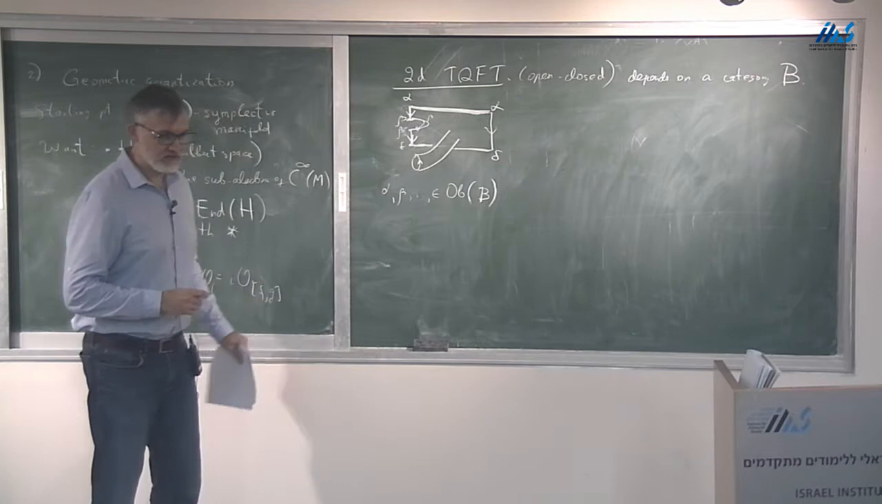What sits on the closed arrow? Some other vector space, an unlabeled one. Okay.